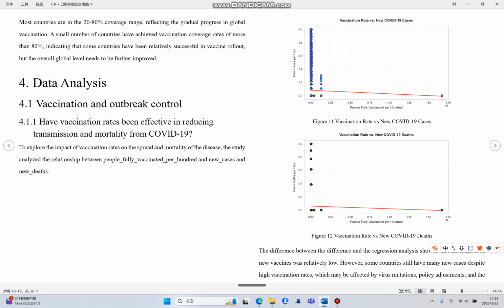This chart shows the relationship between vaccination rates and new cases. We see that as the vaccination rates increase, the number of new cases decreases, especially in countries with high vaccination rates. However, some countries still have high case numbers despite high vaccination rates, possibly due to virus mutation, policy adjustments, and the resumption of social activities.